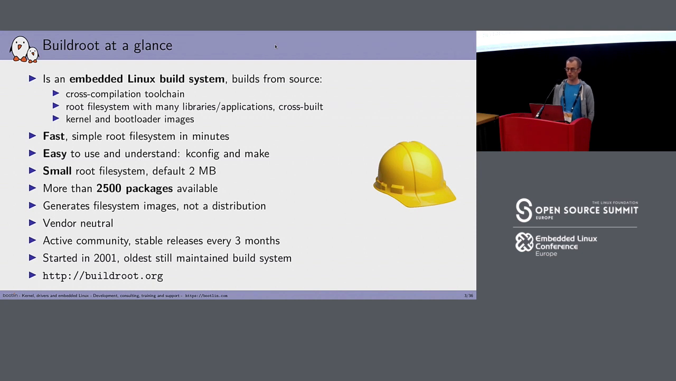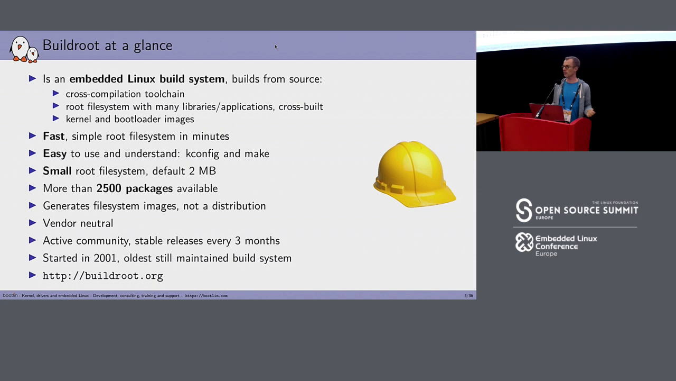This build system produces file system images, so it outputs an ext4 or squashfs or ubifs image that you can flash on your device. It does not produce a distribution in the sense that it does not have the concept of binary packages that you can upgrade, install, remove individually. It's just one fixed system. If you want to update it, you update the whole system.